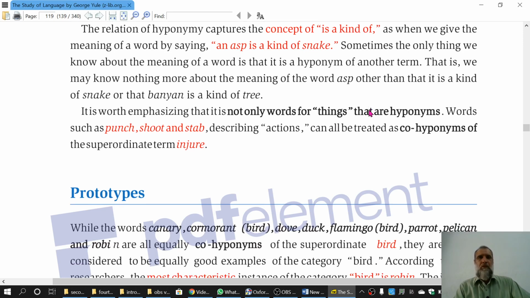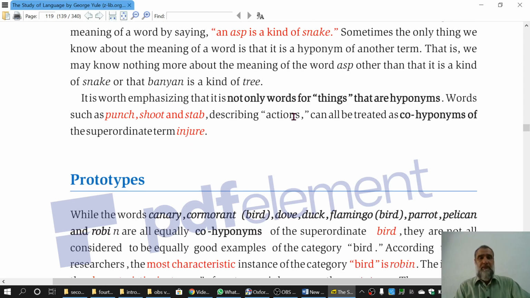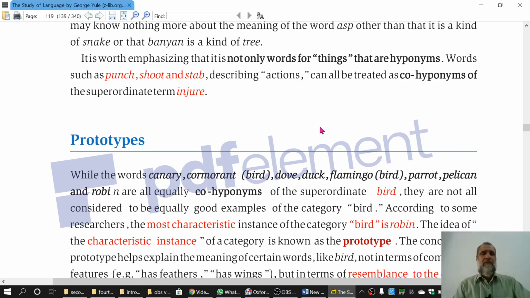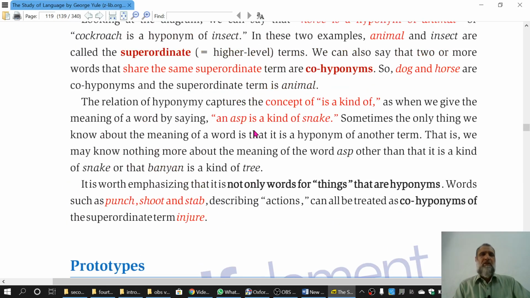That is, we may know nothing more about the meaning of the word other than that it is a kind of snake. हमें कोई और पता नहीं है, बस हम कहते हैं it's a kind of snake or that banyan is a kind of tree. It is worth emphasizing, इस बात पे जोर देना अच्छा है that it is not only words for things, कि सिर्फ things वाले अल्फाज नहीं हैं that are hyponyms, जो hyponyms होते हैं. Words such as punch, shoot and stab describing action, ये action describe करते हैं, can all be treated as hyponyms of the superordinate term injure, ये injure के hyponyms हो सकते हैं.